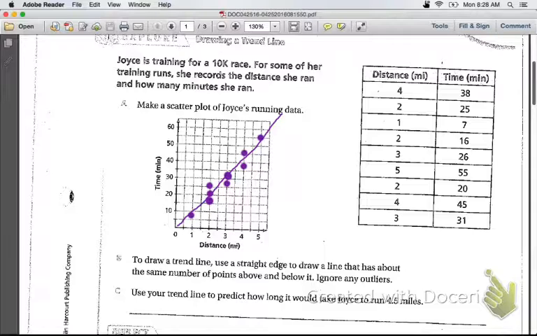So using the trend line to predict how long it would take her to run about 4.5 miles, which would be about right here. And so it looks like it would take her about 45 minutes.